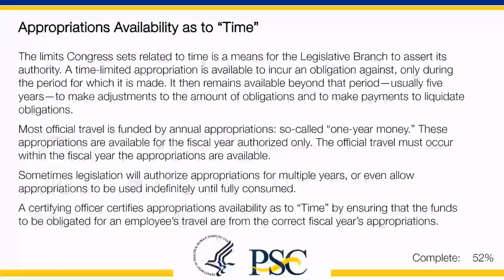These appropriations are available for the fiscal year authorized only. The official travel must occur within the fiscal year the appropriations are available. Sometimes, legislation will authorize appropriations for multiple years, or even allow appropriations to be used indefinitely until fully consumed. A certifying officer certifies appropriations availability as to time by ensuring that the funds to be obligated for an employee's travel are from the correct fiscal year's appropriations.